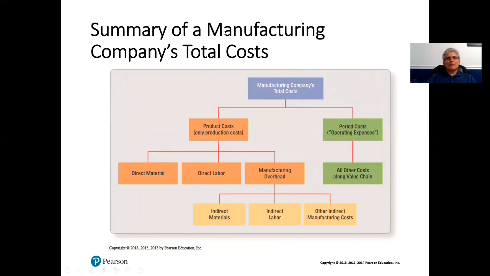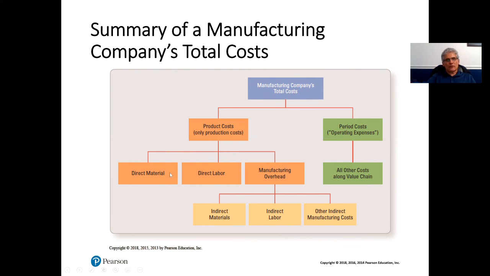So this is how the summary of a manufacturing company's total cost might look. The total cost of a manufacturing company includes the product costs and period costs. We've actually already talked about this. Product costs are the costs that actually are used for the product. And period costs are just operating expenses, and they get charged directly to the income statement. Period costs don't become part of inventory. But our product costs can be broken down into three parts: direct materials, direct labor, manufacturing overhead.